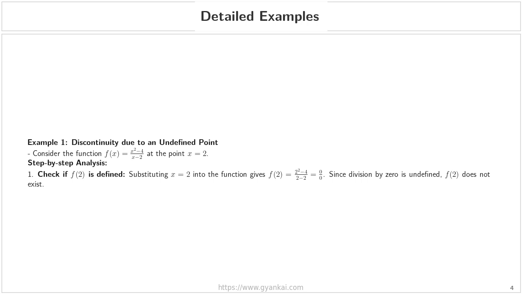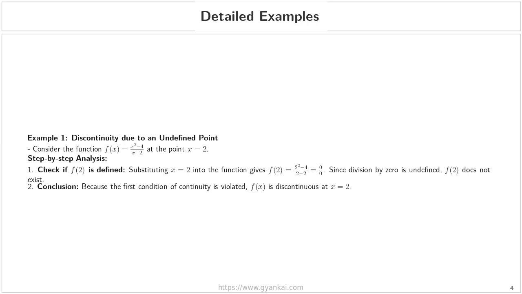To analyze this, our first step is to check if the function is defined at x equals 2. When we substitute 2 into the function, we get 2 squared minus 4 in the numerator and 2 minus 2 in the denominator. This results in 0 divided by 0. As we know, division by 0 is undefined, which means the function value at x equals 2 does not exist. Because this first condition of continuity is violated, we can conclude that the function is discontinuous at x equals 2.